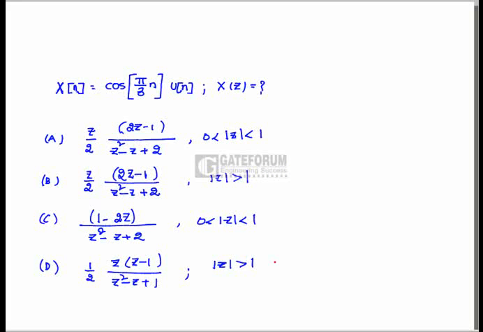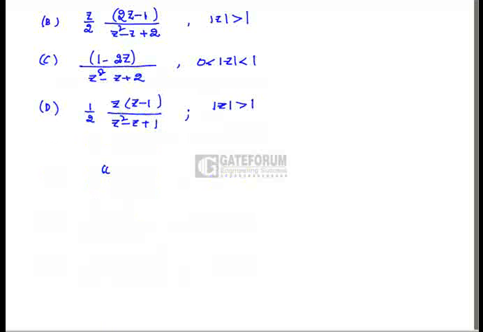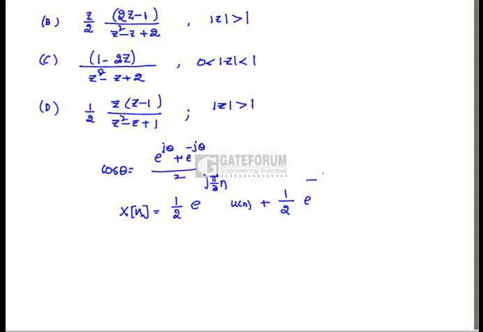Here we have to find out the z transform of the given function x of n equals cos of pi by 3 n u of n. We know cos theta equals e power j theta plus e power minus j theta by 2. By using this standard relation, we can write x of n as 1 by 2 e power j pi by 3 n u of n plus 1 by 2 e power minus j pi by 3 n u of n.